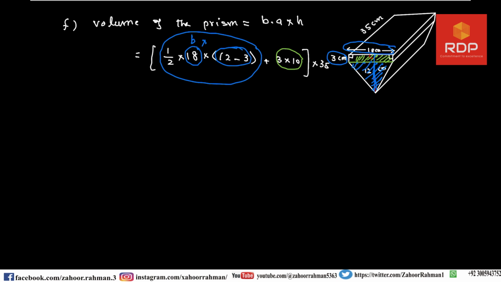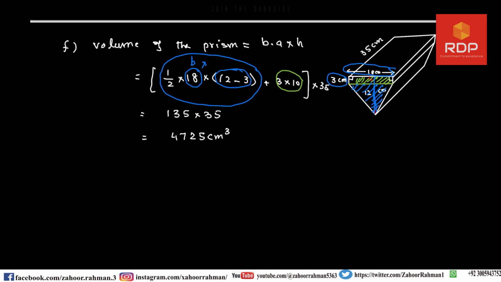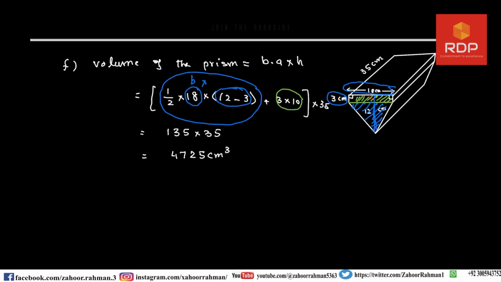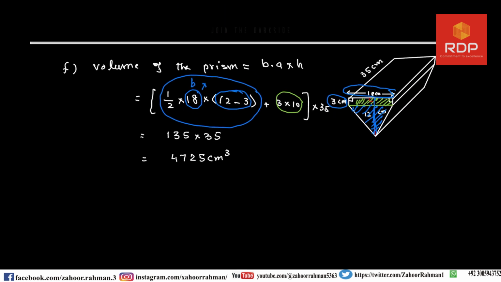Now if we calculate it, we will get 135 multiplied by 35, and we will get 4725 centimeter cube, and that's it. So in this way we can find the volumes of the prisms.